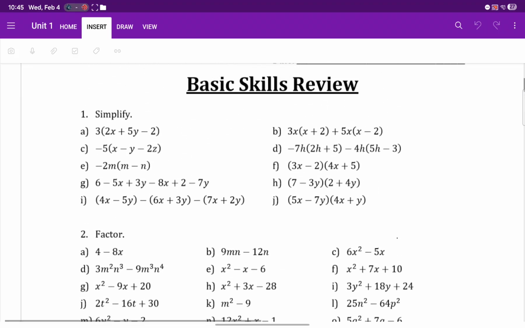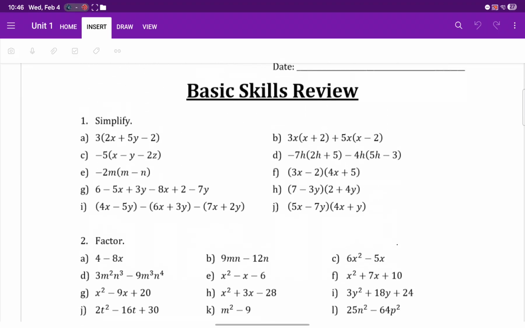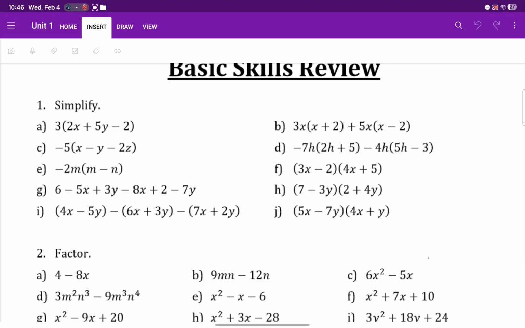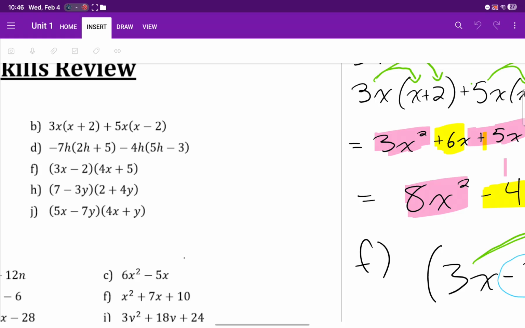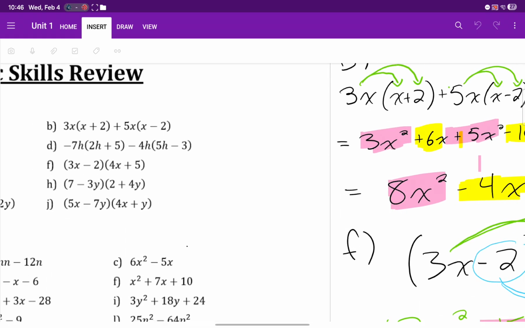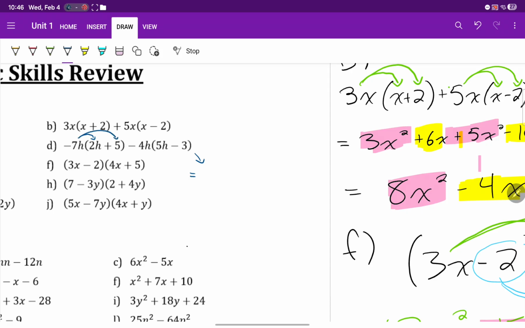So just looking at the basic skills here, in this first question, you're really looking at distributing through the brackets and collecting your like terms. That's the main thing with this topic here. So I'm going to do D and I'm going to do J just for you to see here. If I'm doing D, I'm just going to do it right over here. I'm going to distribute this -7 into my bracket, and I'm going to distribute this -4 into my bracket.